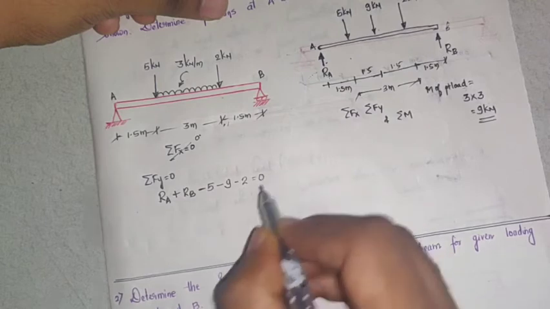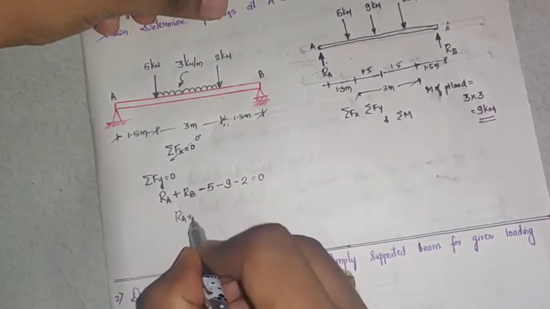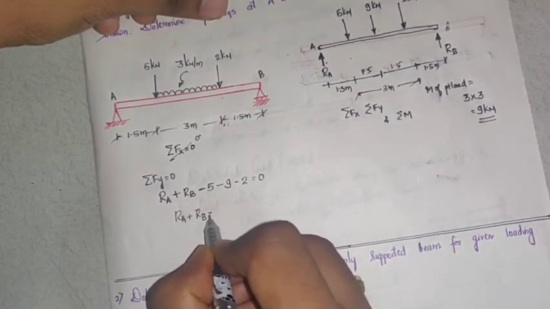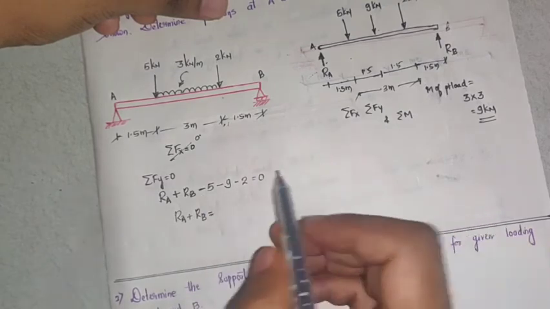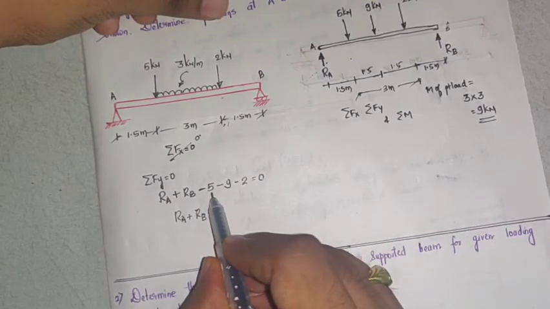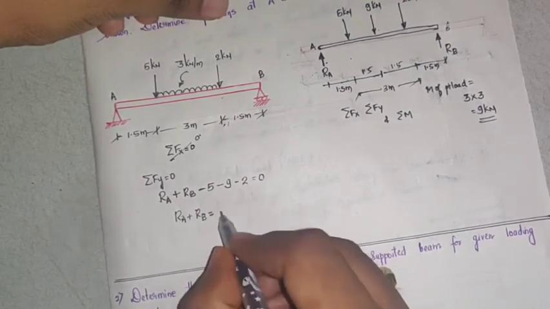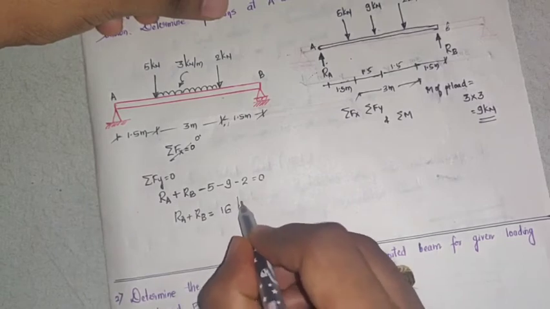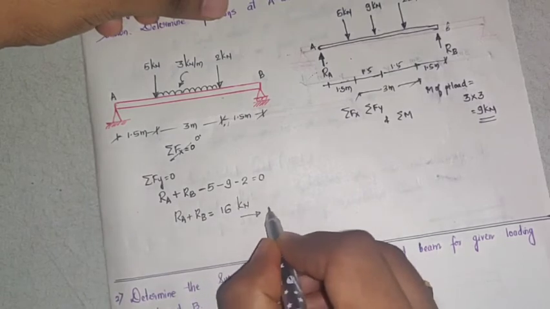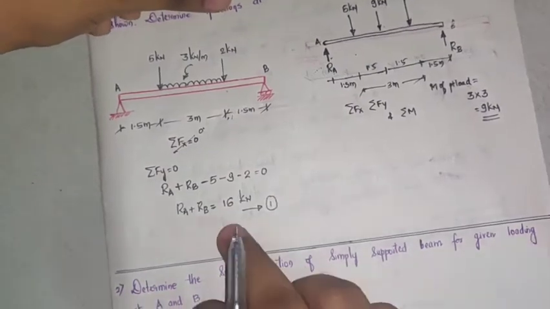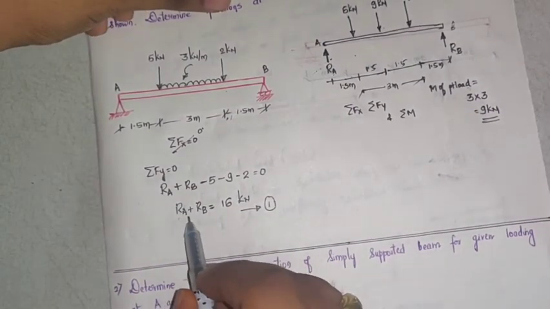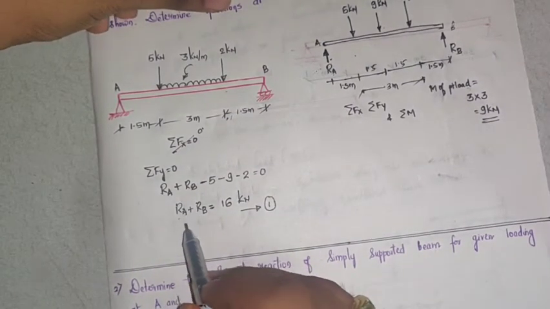This is equal to what? 0. Then Ra plus Rb equal to, I'll take all these on the other side. So this will be what? 9 plus 5, 14, 14 plus 2, 16. So Ra plus Rb is what? 16 kilonewton. So I'll write this as equation 1. Why will I write this as equation 1? Because I don't know what is value of Rb and what is value of Ra.